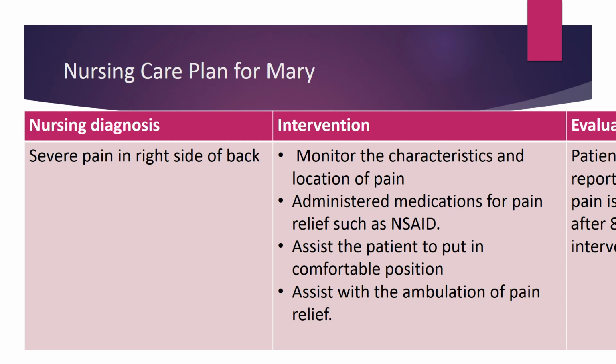Now I am going to describe the nursing care plan for Mary. The first nursing diagnosis for Mary is severe pain in the right side of the back. The intervention for the severe pain in the right side of the back is to monitor the characteristics and location of the pain at the beginning.